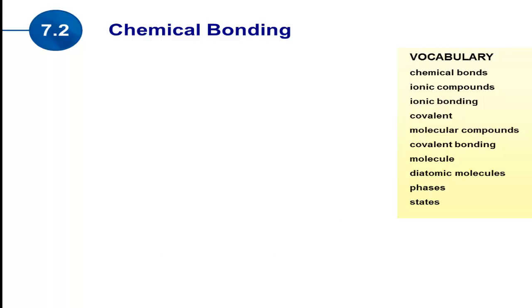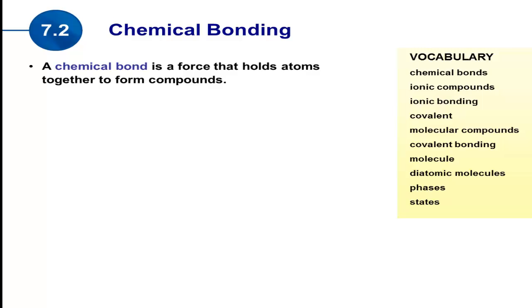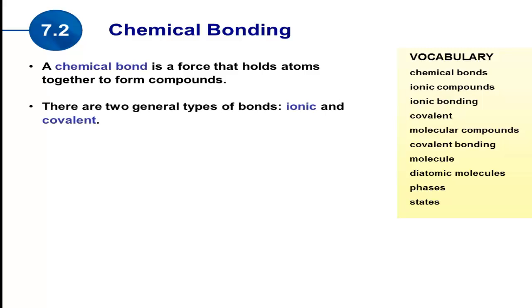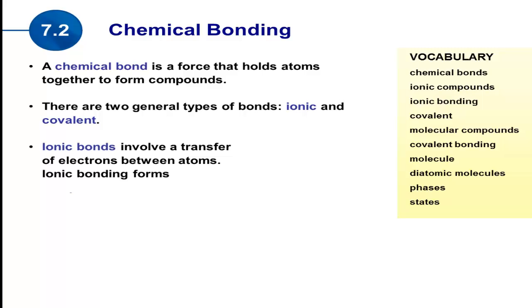So chemical bonding. Just to repeat what we said earlier, a chemical bond is a force that actually holds atoms together to form compounds. 2 general types, again, ionic and covalent. So ionic bonds involve a transfer of electrons between atoms. We call it ionic bonding. And an example might be something like calcium fluoride. Notice that calcium, again, is a metal. Fluorine is a nonmetal. So ionic compounds are always formed from something on the left side of the periodic table, the metal, and it's always got to come first, combined with the nonmetal on the right-hand side.